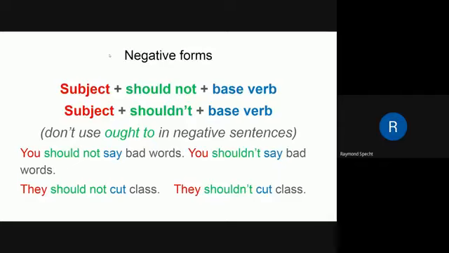All right, negative forms. Same thing, your formula here. All right, how do we write this? How do we speak this? Subject plus should not plus base verb. Subject plus shouldn't plus base verb. Don't use ought to in negative sentences. Right? This is a key here. Do not use ought to in negative sentences. If you see ought to in a negative sentence, that's telling you that is a wrong answer on the test.